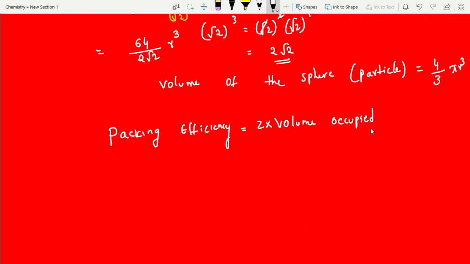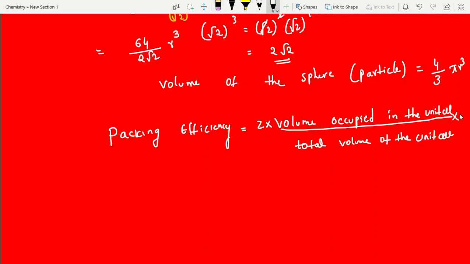Volume occupied in the unit cell by total volume of the unit cell, into 100. That's it, students. What is Z here? This is FCC, students. FCC already we have calculated Z equal to 4, right? You can substitute 4 into the volume occupied by the unit cell.